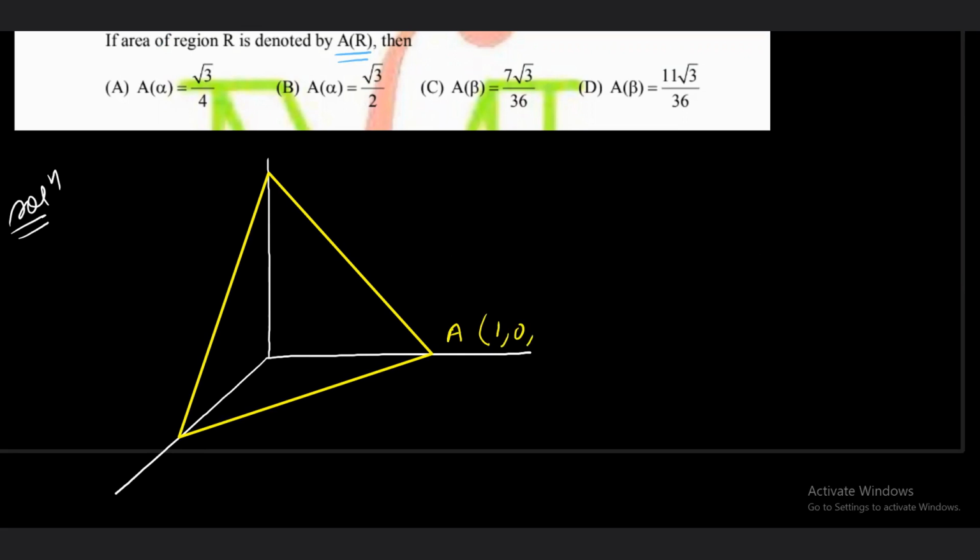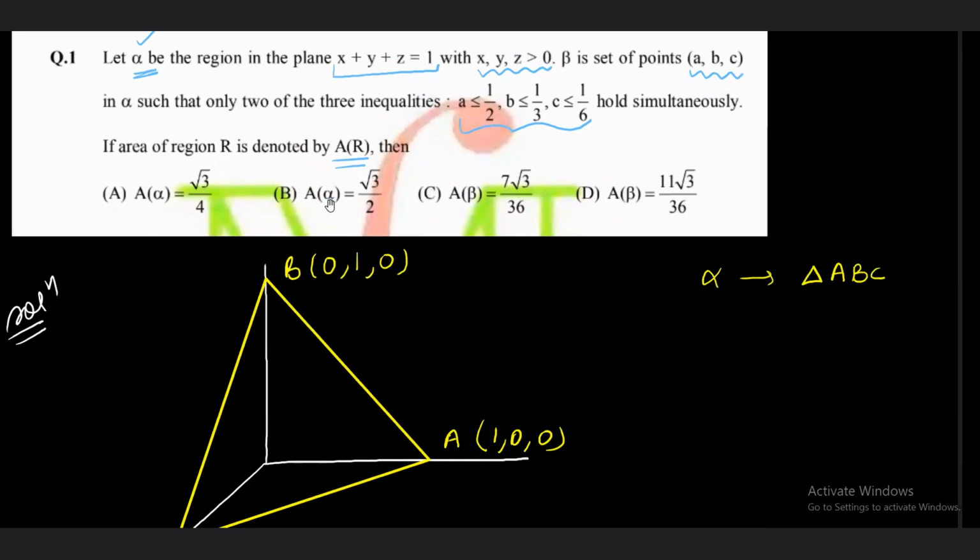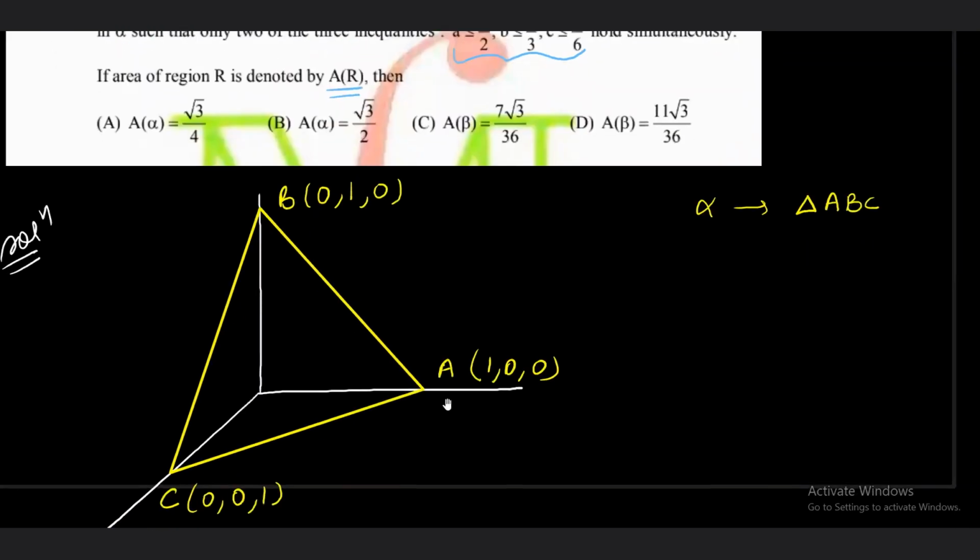A point is (1, 0, 0). Then I'm taking the point B on the y-axis (0, 1, 0). And this is point C (0, 0, 1). So when they are talking about alpha, they are talking about the area of the triangle ABC. So we need to find out the area of the triangle ABC in the first part, that is A alpha. You can see that there are basically two parts of the question. One says calculate A alpha, the other one says calculate A beta. How are we going to calculate A alpha? So you just need to find out the area of this triangle ABC.